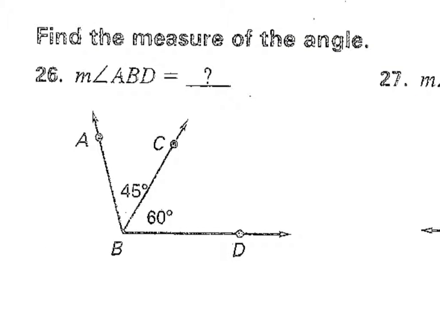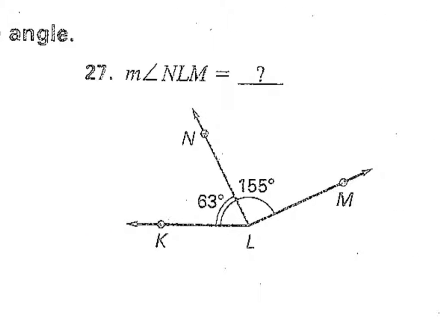On number 26, we want to know the measurement of ABD, this whole big angle right here. So how do you figure out the measurement of the entire angle? Then in number 27, we need to know the measurement of NLM here. Now this 155 is talking about one big single arc. So that's the whole big thing. Then this little guy over here is 63. So we need just this angle in NLM.